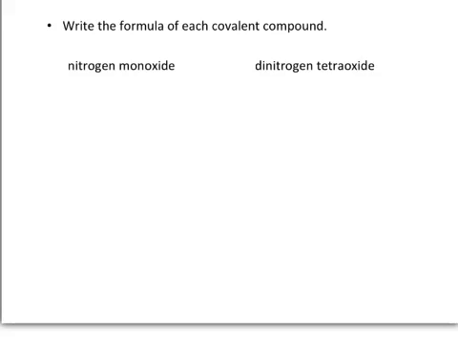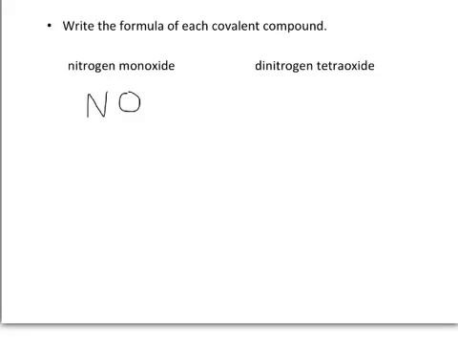The third thing that we need to know, for the first element, if there's only one of them, we don't write any prefix. It's understood that there's one. The second element, in this case the oxygen, we always write a prefix. And so in this case, mono is the prefix for 1. So nitrogen, it comes first. It does not have a prefix, so we know there's only one of them. And oxygen, the second element, it's monoxide. Mono means 1, so it's NO.